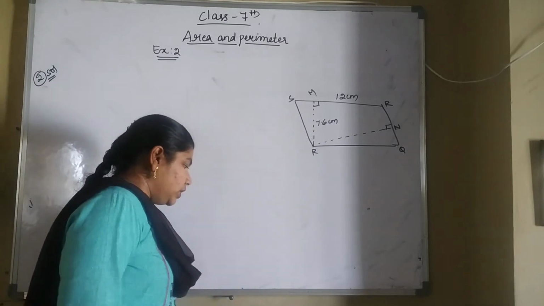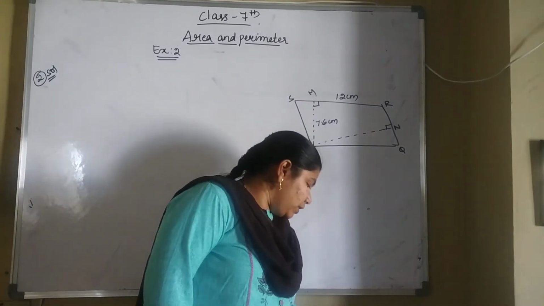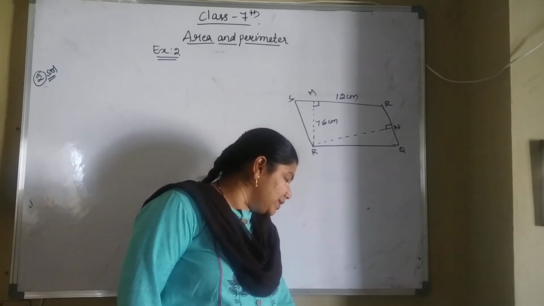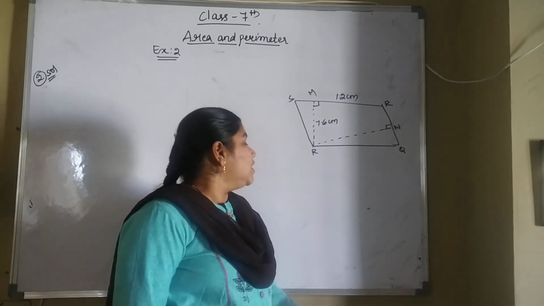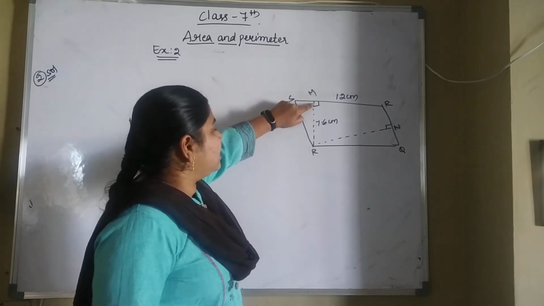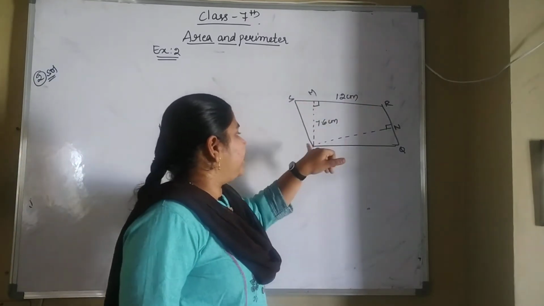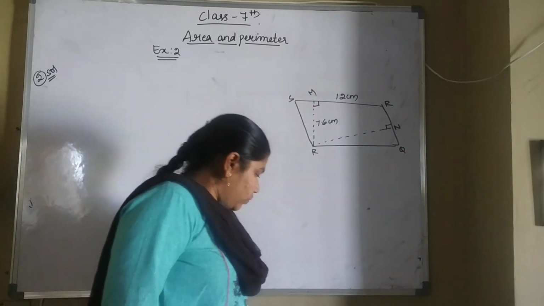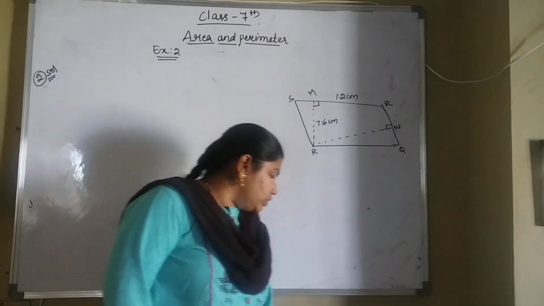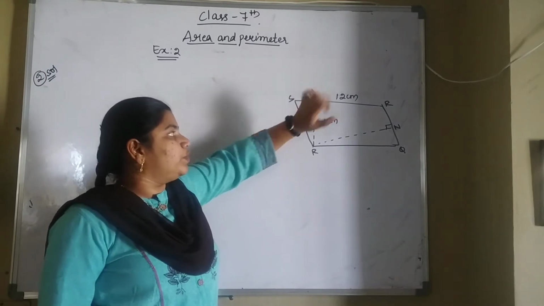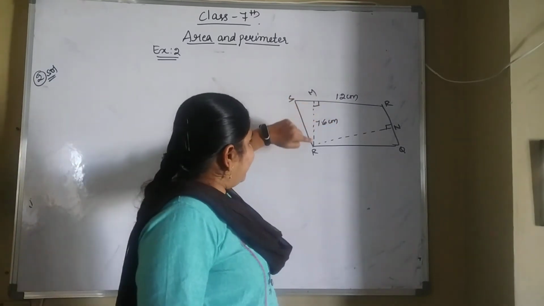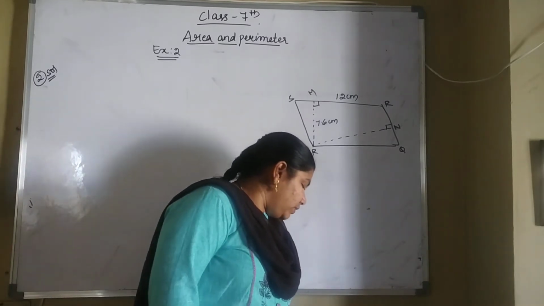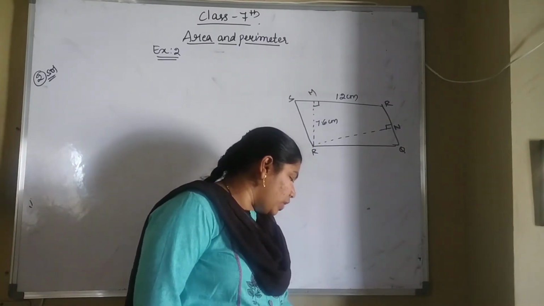So what is the question? PQRS is a parallelogram. PM is a height from P to SR and PN is a height from P to QR. So here RM is a height for SR and RN is a height for QR. Okay. So next is, if SR is equal to 12 centimeters and PM is equal to 7.6 centimeters, we have to find the area of parallelogram PQRS.